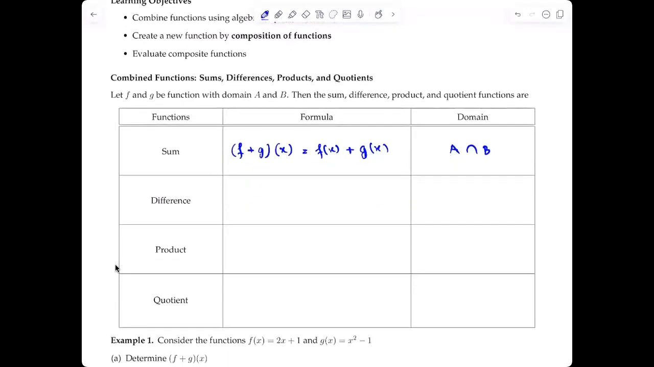Now for the difference, the notation is very similar to the sum. You just switch the plus sign with the negative sign. So you have f minus g of x is equal to f of x minus g of x. And the domain is also going to be A intersect B.